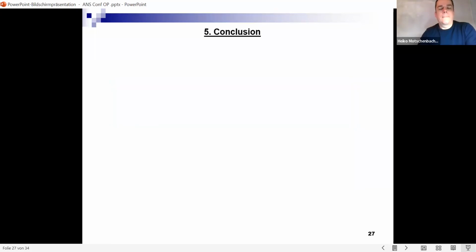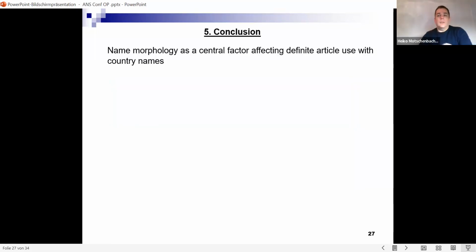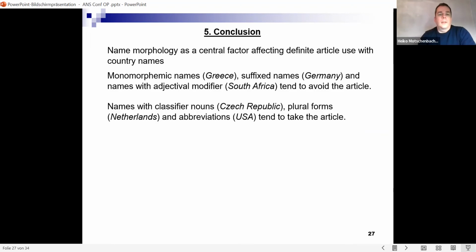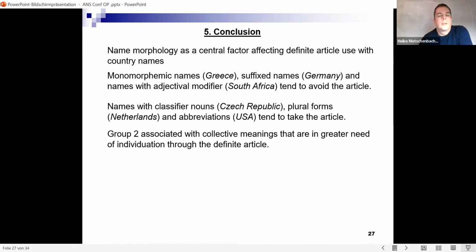Okay, coming to my conclusion. We saw that name morphology is a central factor affecting definite article use with country names. It was monomorphemic names and suffix names and names with adjectival modifiers that tended to avoid the article, even though this is not absolute. On the other hand, names with classifier nouns, plural forms, and abbreviations tended to take the article, again, not absolute. If we compare these two groups, there is maybe a tiny semantic difference between them, and group 2 seems to be more associated with collective meanings that are maybe in greater need of individuation through the definite article.